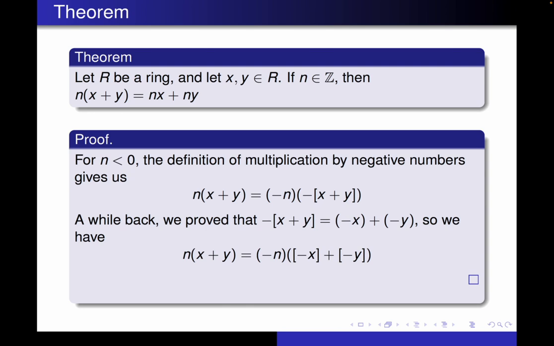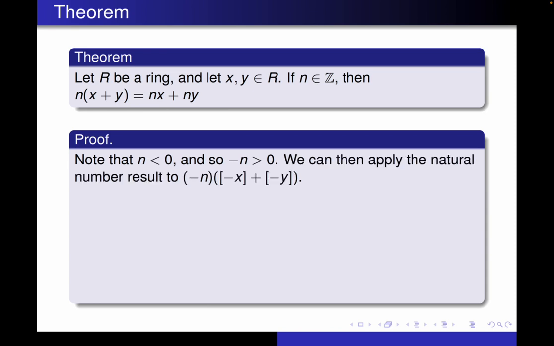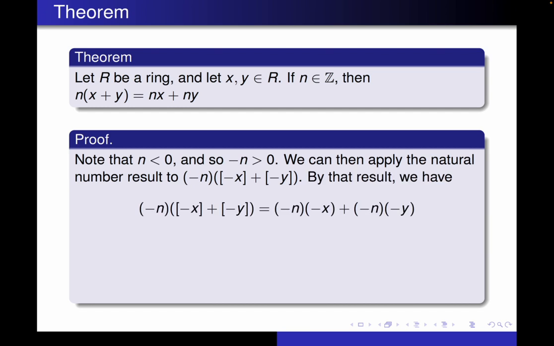Now, keep an eye on that negative n. That is a positive integer. That's a natural number, right? Since n is a negative integer, negative n is a positive integer. And since we've proven this result for the natural numbers, we can apply that result to negative n times negative x plus negative y. Our result before said if we take a natural number and multiply it by the sum of two ring elements, no matter what those ring elements are, the sort of pseudo distributive property holds. So using that result, we have negative n times negative x plus negative y equals negative n negative x plus negative n negative y.